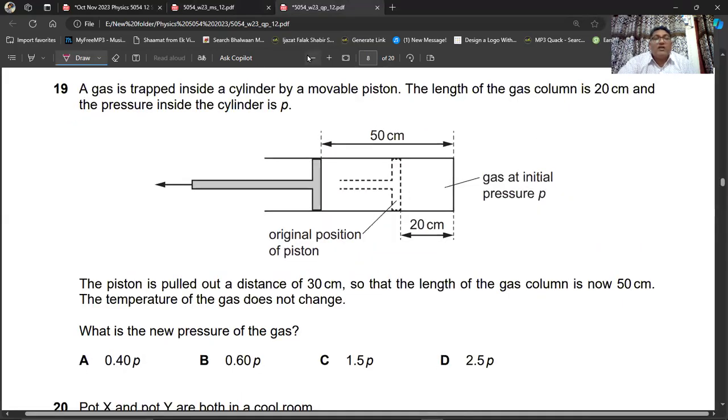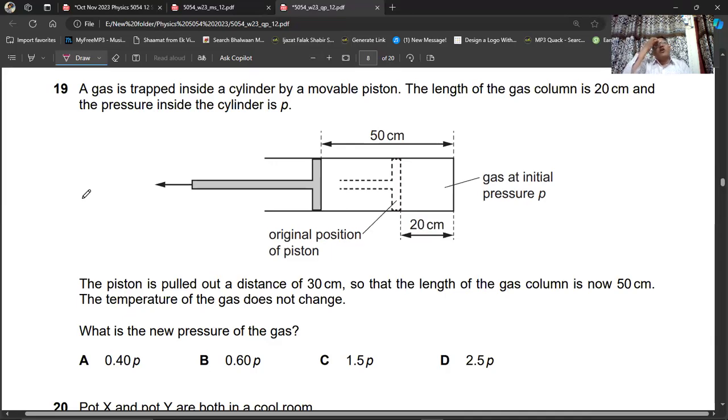Now we are on question number 19. A gas is trapped inside a cylinder by a mobile piston. The length of the gas column is 20 centimeter and the pressure inside the cylinder is P. The piston is pulled out a distance of 30 centimeter so that the length of the gas column is now 50 centimeter. The temperature of the gas does not change. What is the new pressure of the gas?